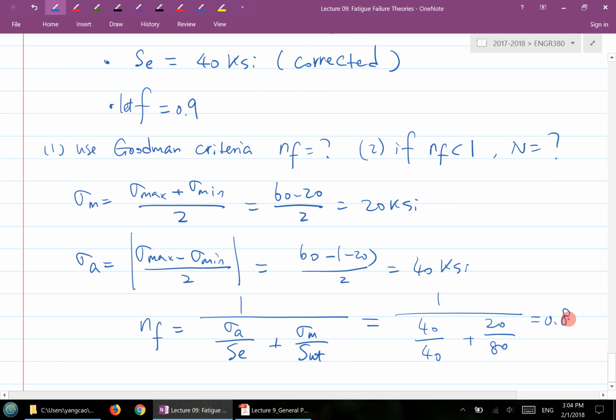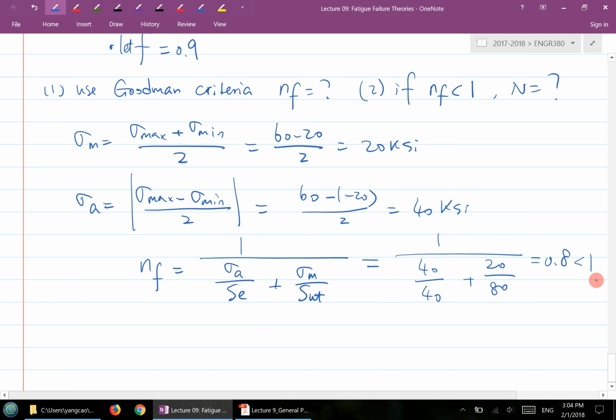So 0.8, what does that number mean? This is a number less than 1, of course. So if it's less than 1, it basically means you will have a fatigue failure, and the number of cycles will not be more than 10 to the power 6. That's basically the idea here. And then, of course, the next question is, how many cycles will it fail?